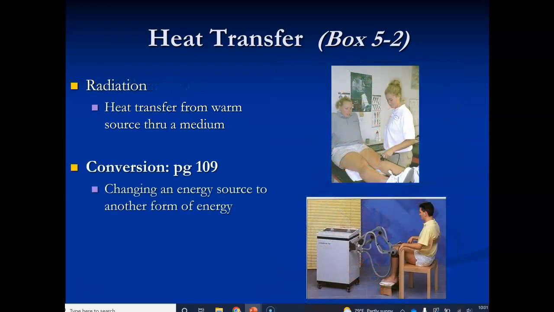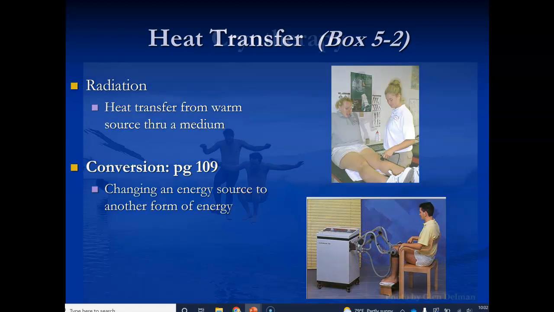The final one is modalities like ultrasound, and diathermy, that we'll talk about. This is converting one energy source, electricity, through the machine into sound waves and into what we're going to learn is basically radio wave energy.